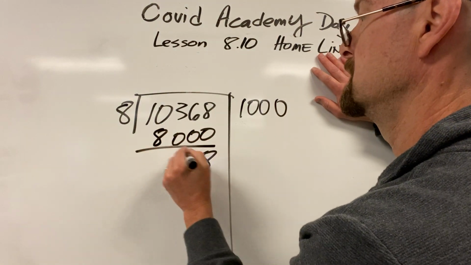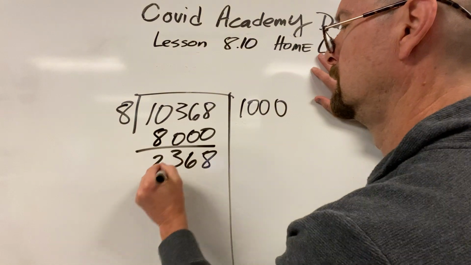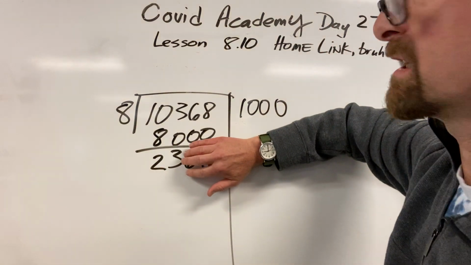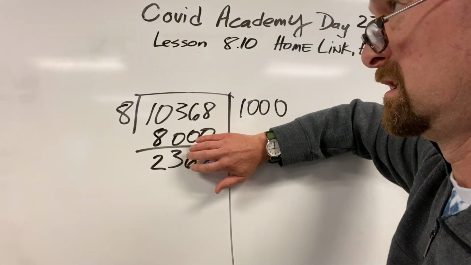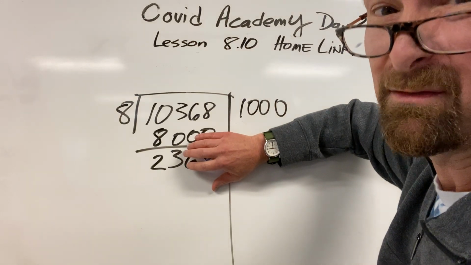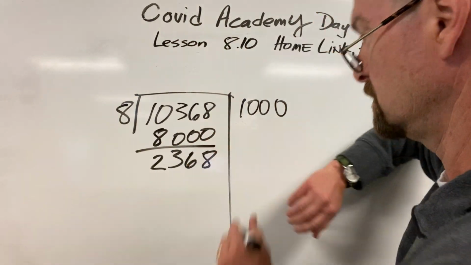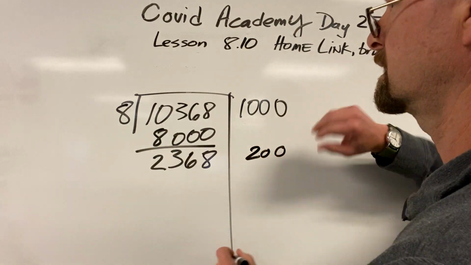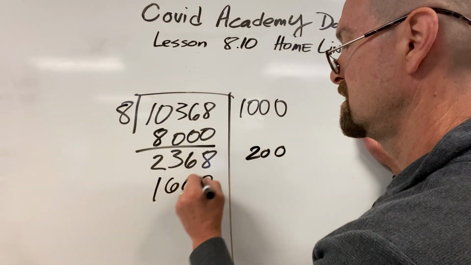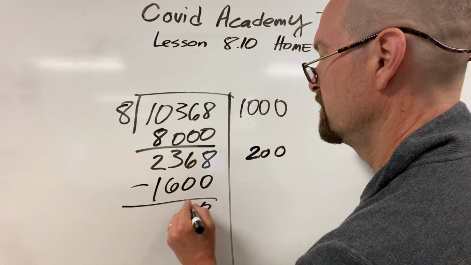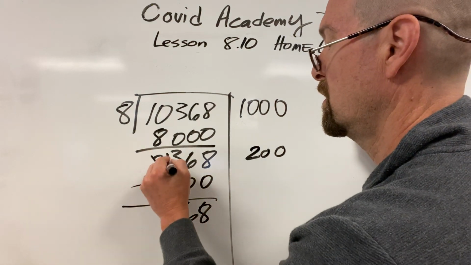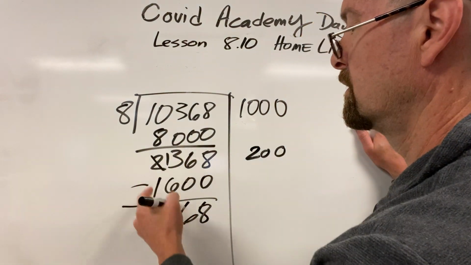Whoa, that is a big number. How many 8s fit into 23? Well, only 2 of them. Not really that many. 2 zeros, 200. That gets me 1,600. This is a lot of math. Whoa, borrowing, cool. Okay, those go to 0.